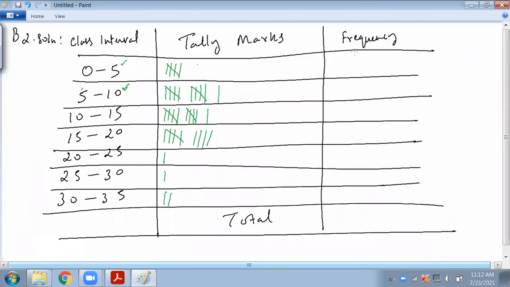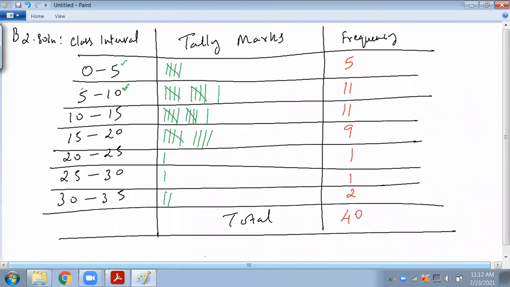Okay, then we'll count the tallies and put the frequency here. First one is 5 only, so 5. Second one is 5, 10, 11. Then third one is 5, 10, 11 again. Then next one is 5, 6, 7, 8, 9. Then 1, then 1, and last one is 2. And if you add it, it should be how much? 40, because there were 40 engineers in the question. So if you add it up, it should be 40, and it is 40.